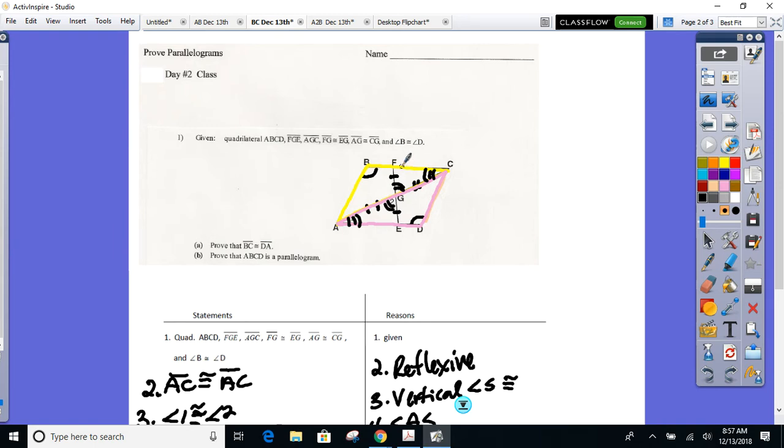You have a choice, and you know what? We can do both. We have enough info to do both. All right, we can prove the other pair of sides congruent or the same pair parallel. Anybody? Parallel or congruent? Where are we going?